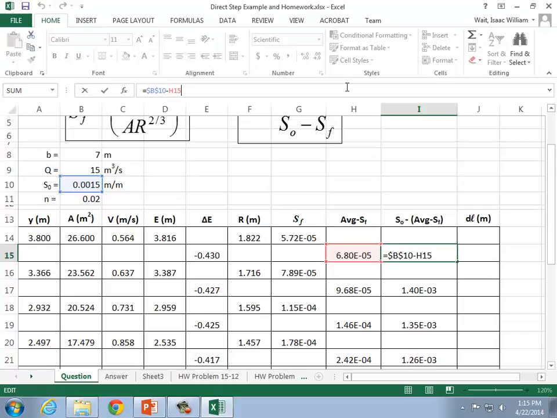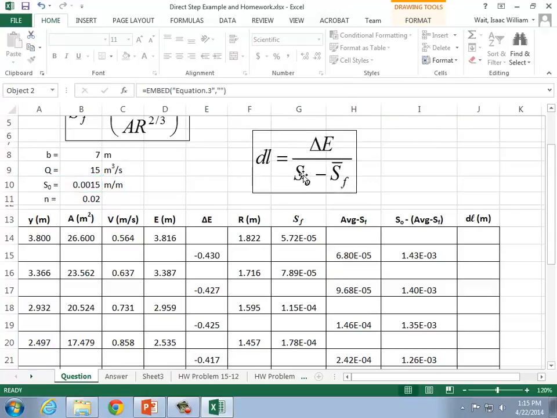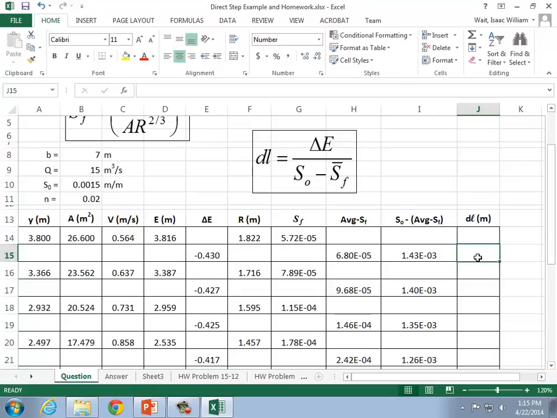Okay, so finally the DL formula here. We'll calculate the DLs using this equation. So it will be delta E, this delta E from over here, divided by the difference of S naught minus the average energy grade line slope. So divided by that. And that tells us how far apart, and the minus means upstream. It means to go from where it's 3.8 meters to 3.366 meters, you have to go 299 meters upstream.